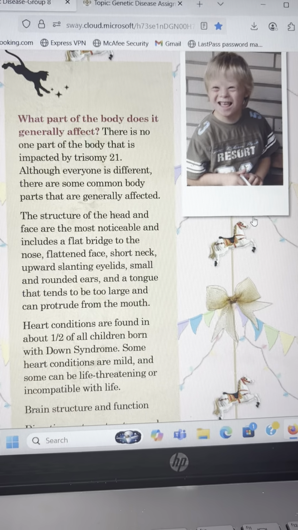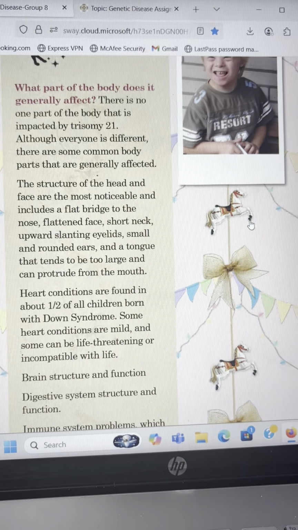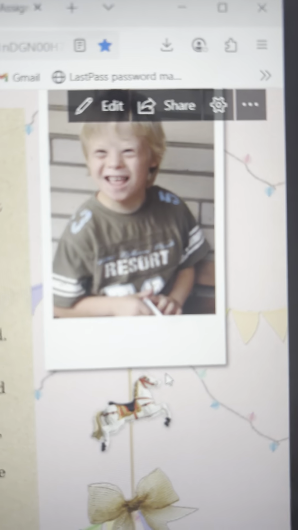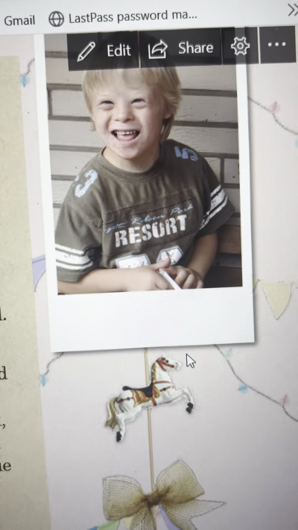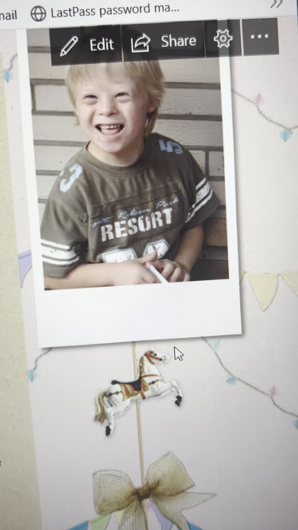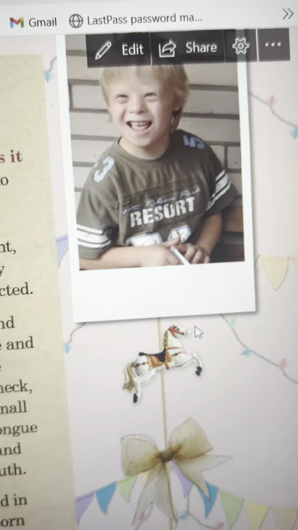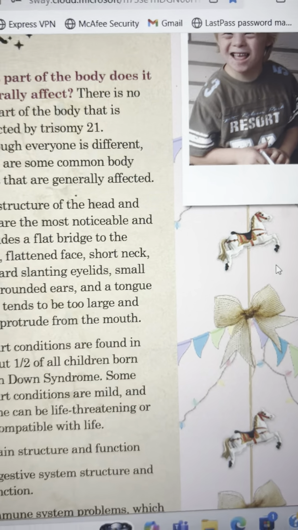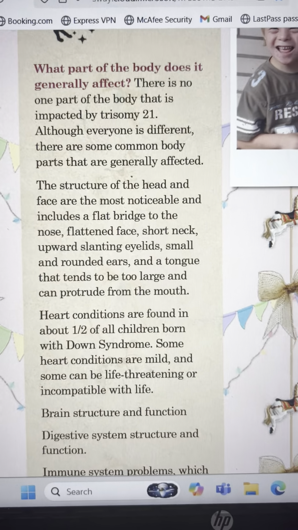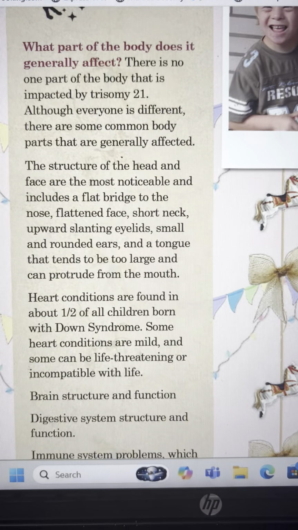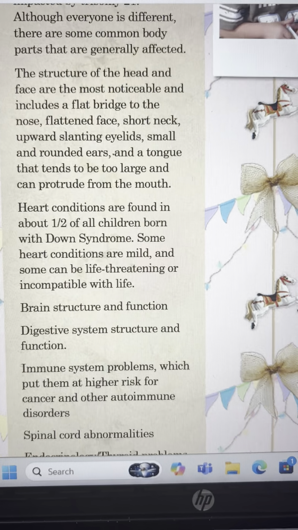Structure of the head and face are most noticeable: the flat bridge of the nose, flattened face, short structure of the neck, upward slanted eyes, small rounded ears, a tongue that tends to be too large and can protrude from the mouth. Also noted that heart conditions are found in about half of all children born with Down syndrome. Some heart conditions are mild and some can be life-threatening or not compatible with life.